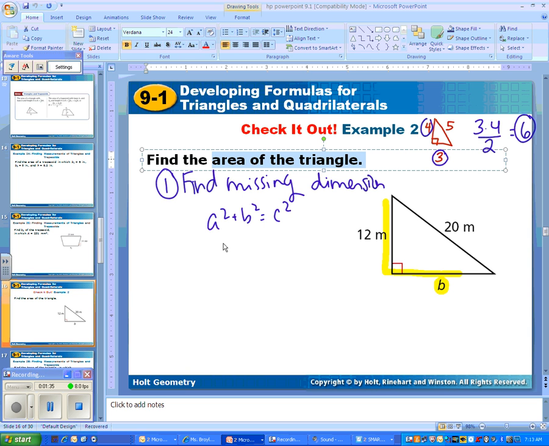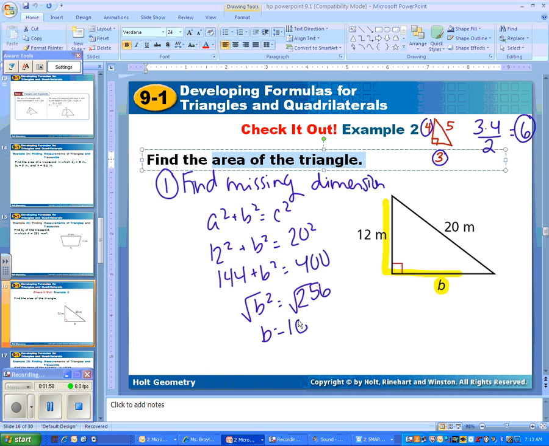We know one side is 12. One side's missing, and they tell us that the hypotenuse is 20, because the hypotenuse is across from the 90 degrees. So we have 144 plus b squared equals 400. Subtract the 144, and you get b squared equals 256. Square root it, and you get b equals 16. Is that right? 3, 4, 5.